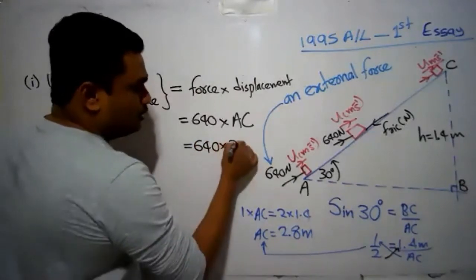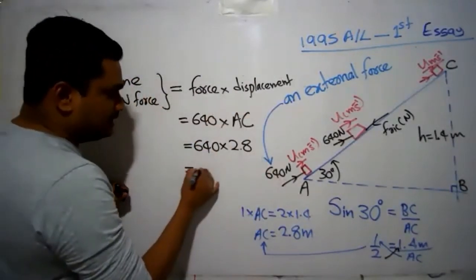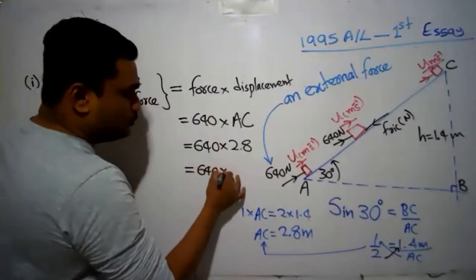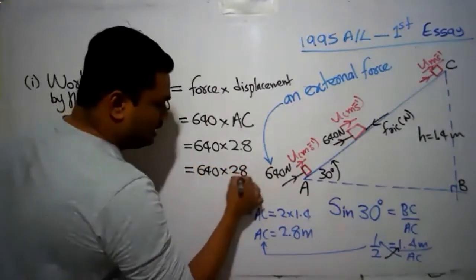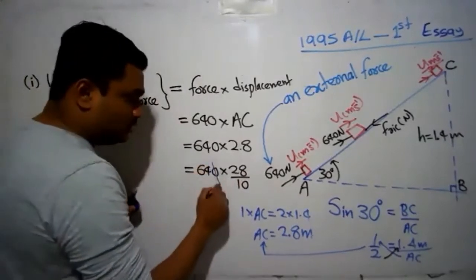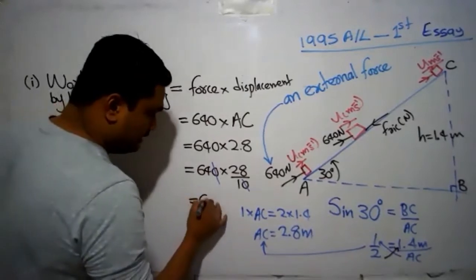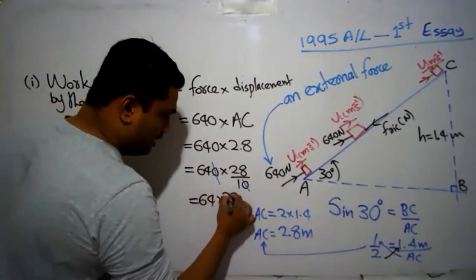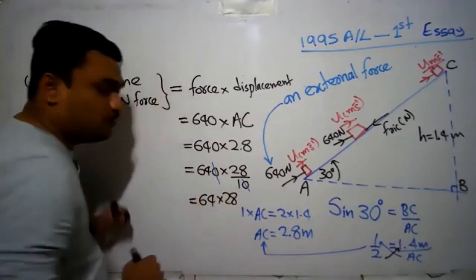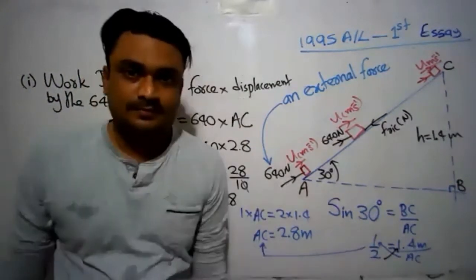640 into 2.8. This can be easily simplified. 2.8 can be written as 28 over 10. When you write it like this, this 0 and this 0 can be cancelled out. Then you get 64 into 28 as the amount of work done by the external force.